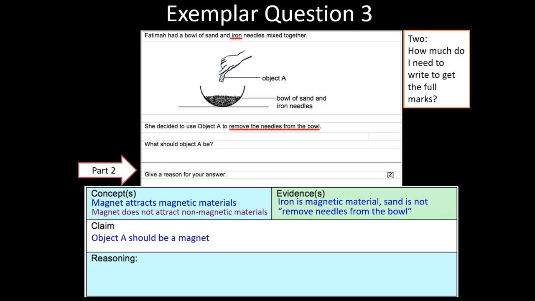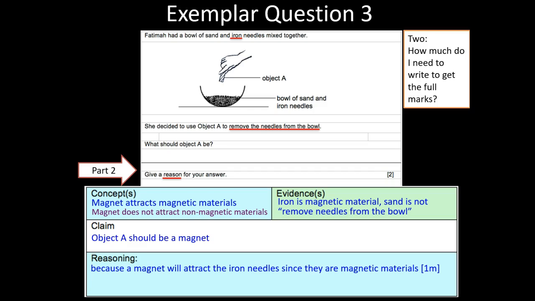Now, next you've got to give the reasoning, part 2 here. Alright, and you will link the reason to your claim with the word because. So your answer will go like this. Object A should be a magnet because a magnet will attract the iron needles since they are magnetic materials. Now this answer also explains the interaction between the magnet and the iron needle. However, if you stop here, and I believe many of you did stop your answer at this point, right, you will only get 1 mark at most instead of the 2 marks.